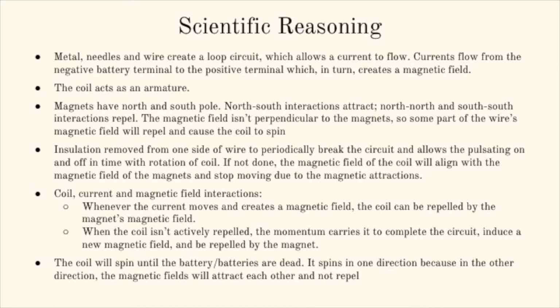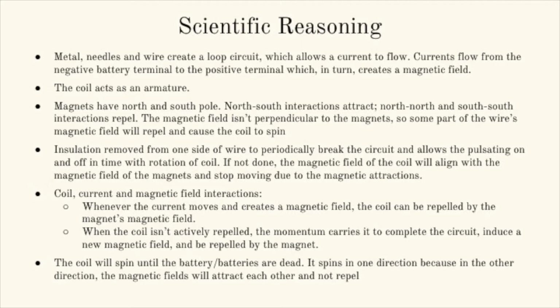The scientific reasoning of our experiment was that the metals, needles, and wire created a loop circuit, which could carry current flow. The current flows from a negative battery terminal to a positive terminal, which creates a magnetic field. The coil acts as an armature. Magnets have both north and south poles. The north-south interactions attract, while the north-north and south-south interactions repel. Magnetic field isn't perpendicular to the magnet, so some parts of the wire's magnetic field will repel and cause the coil to spin.